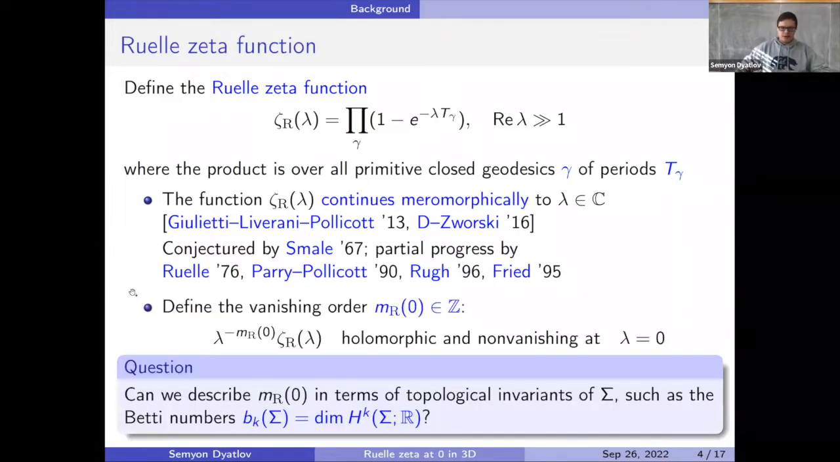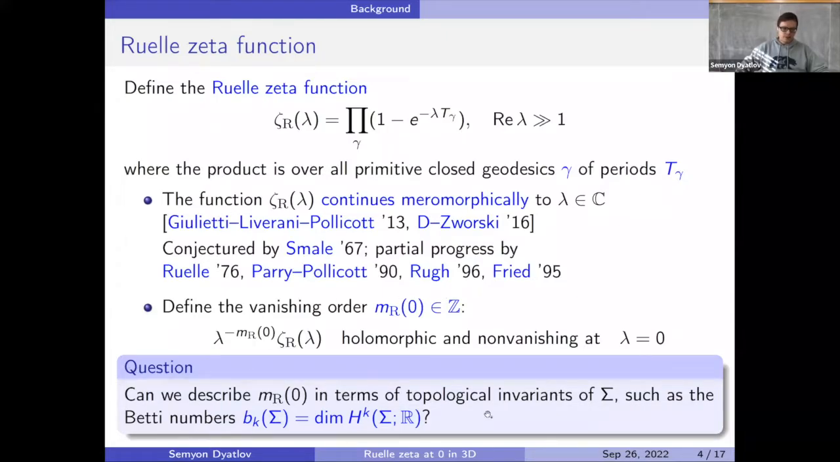All right, and then as I said, I'll study the vanishing order of that at 0. So it's a meromorphic function, and then you can define the vanishing order. That's just an integer, right? So I'll really be only interested in lambda equals 0, near lambda equals 0 in this.